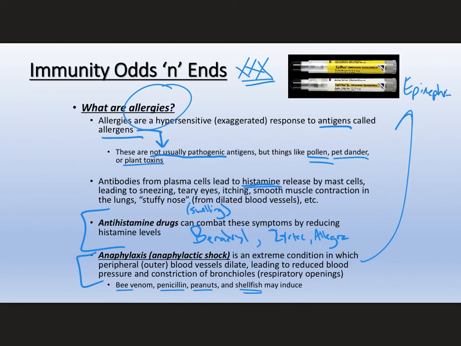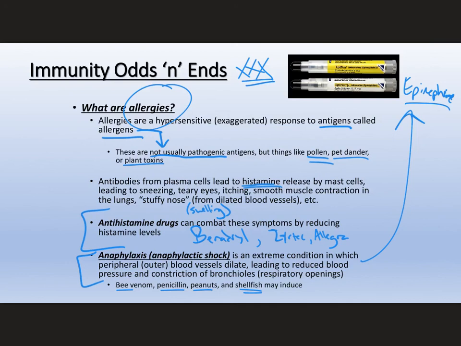And we'll talk about that later on next week in the endocrine system. But epinephrine will reverse these issues. So some of you might have an EpiPen, which is basically a spring-loaded injector that you could inject into somebody's leg muscle to try to give them epinephrine and reverse an anaphylactic response if that would happen.